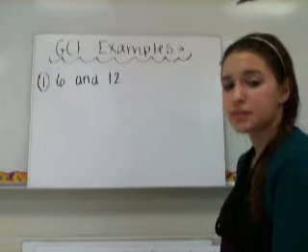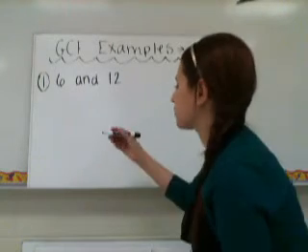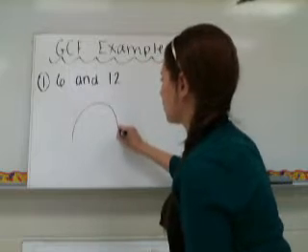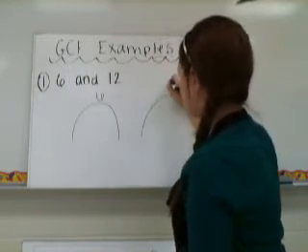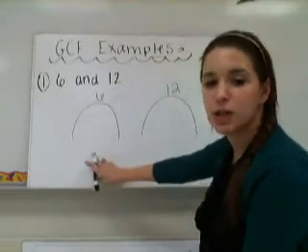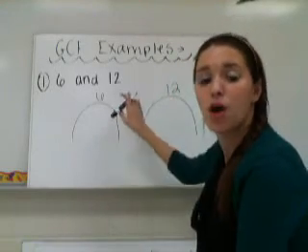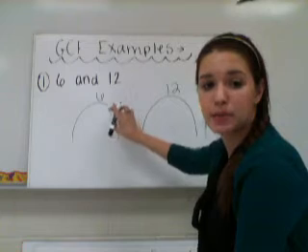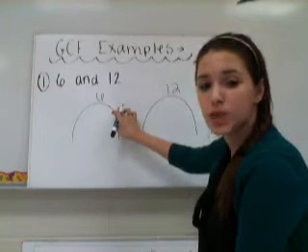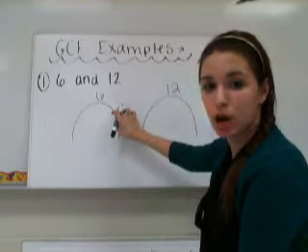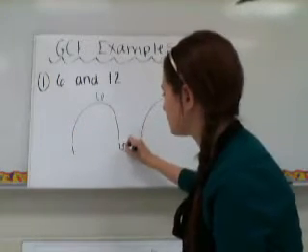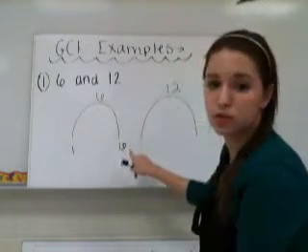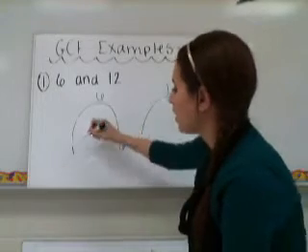Let's look at the example 6 and 12. Okay, I start by making a half circle to start off my rainbow, and I'm going to start with 6. We always start with 1 because 1 goes into all numbers. 1 goes into 6, 6 times. So I connect those two numbers on the rainbow.